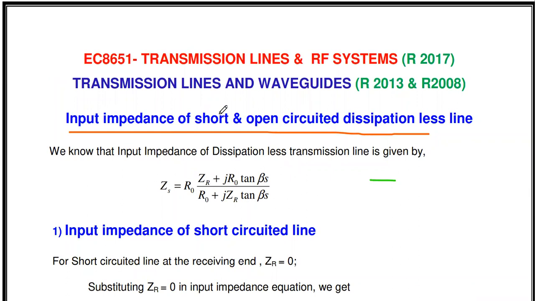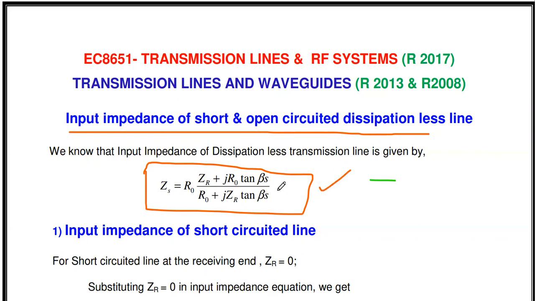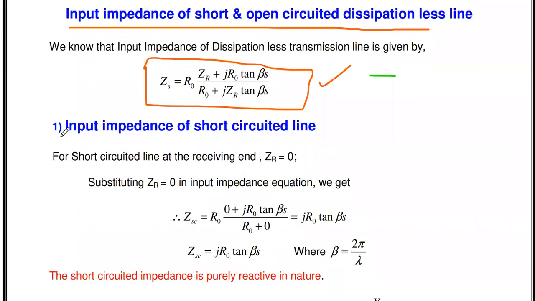In order to derive the short circuited and open circuited input impedance, first you should know the input impedance formula, which we already derived in the previous video for the dissipationless transmission line. The input impedance is Zin equal to R0 times (ZR plus j R0 tan beta S) divided by (R0 plus j ZR tan beta S). From this formula we are going to reduce it. First we are going to see the input impedance of the short circuited line.